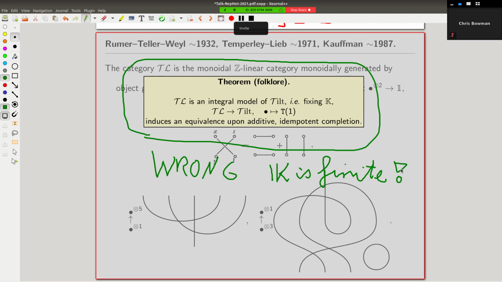And to give you some hint why this is supposed to be false, if you look at how this is defined, your objects are tensor products of this T1 representation, the T2 minus 1.